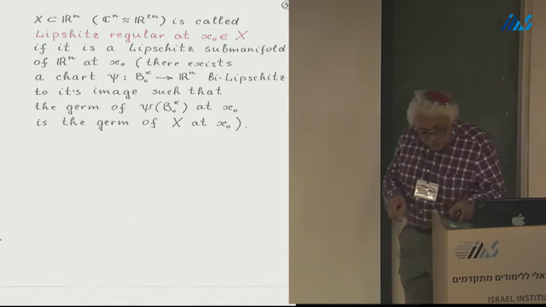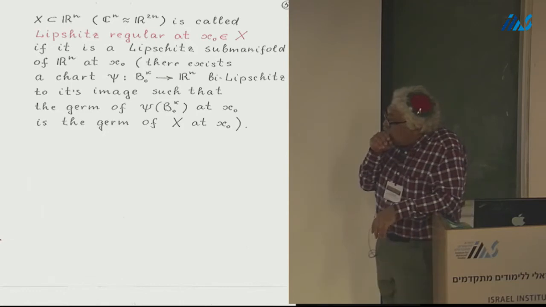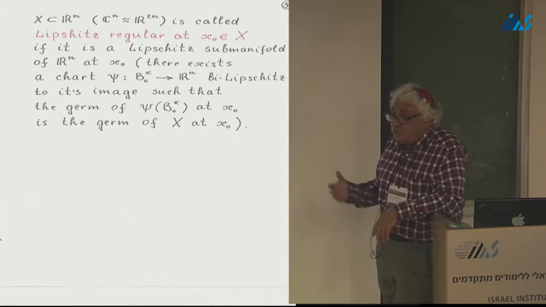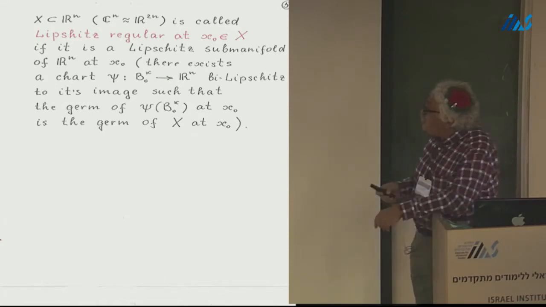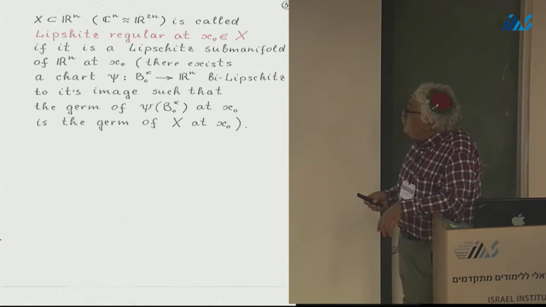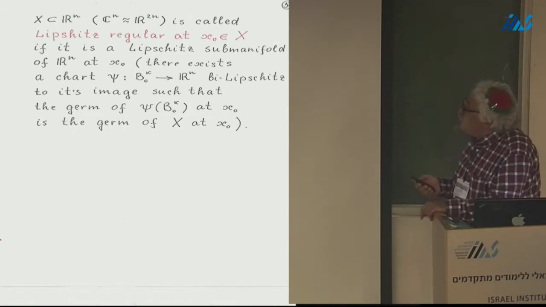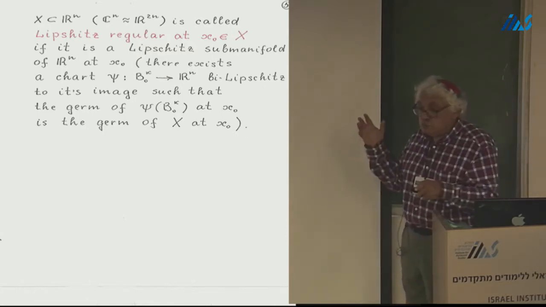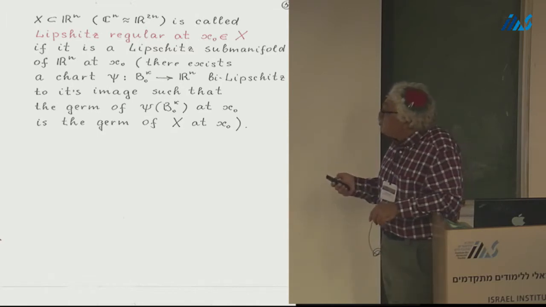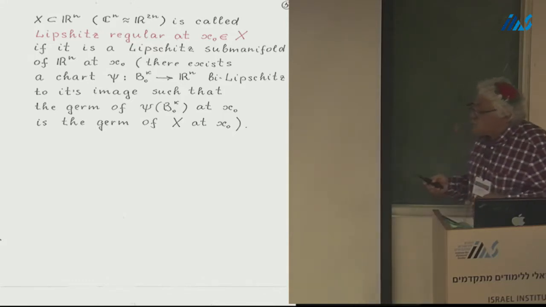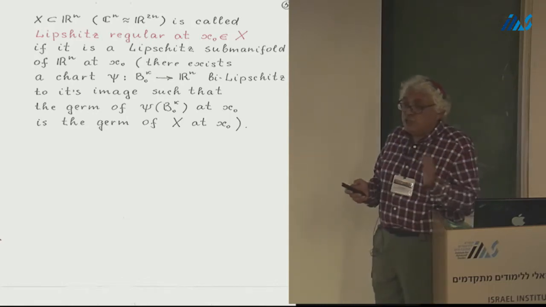Now, I will start from the theorem that is basically the main step, just the first theorem. Indeed, it is not, because it's proved quite recently. So what is a Lipschitz regular point? A point in our set is Lipschitz regular if our set is a Lipschitz submanifold nearby. Everything is local, so we have a chart which is Bi-Lipschitz to the image.